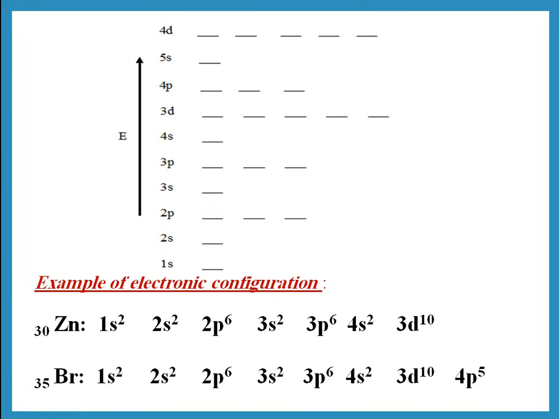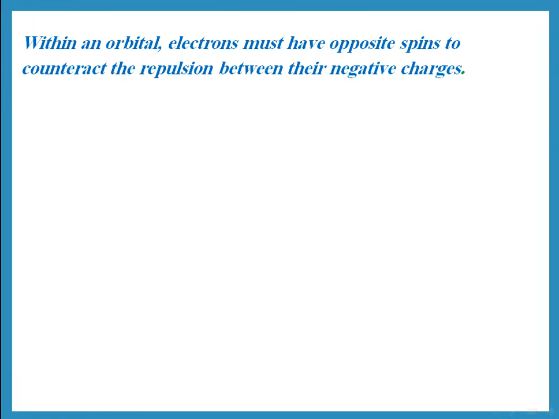Bromine. Bromine has 35 electrons. So again, I'm going to put 2 into the 1s, 2 into the 2s, 6 into the 2p, the 3s2, 3p6, 4s2, 3d10, 4p5, because I'm left with 5. Do we understand this? Okay.